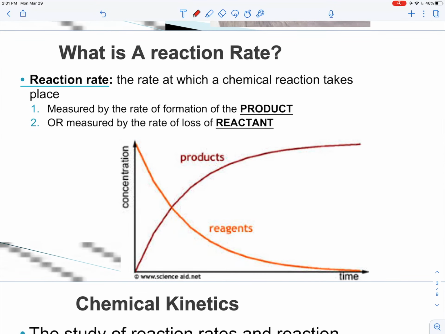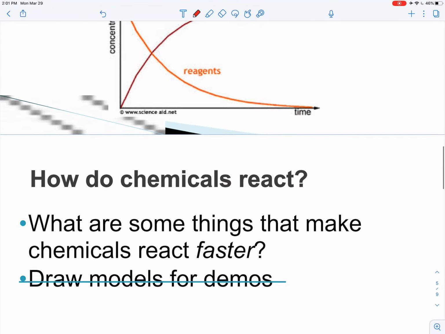Okay, what is a reaction rate? The rate at which a chemical reaction takes place. And we can measure this in 2 ways. One, how fast we're forming products. That's this line up here. Or we can measure how fast we're using up those reactants. That's that bottom line there.